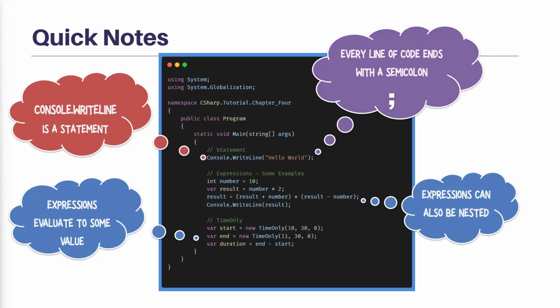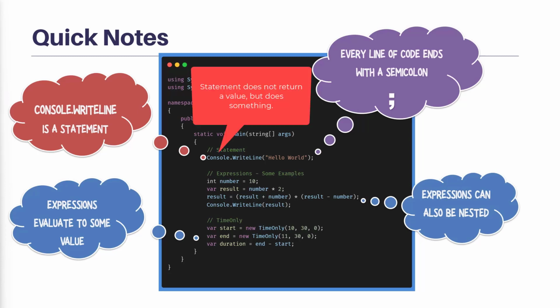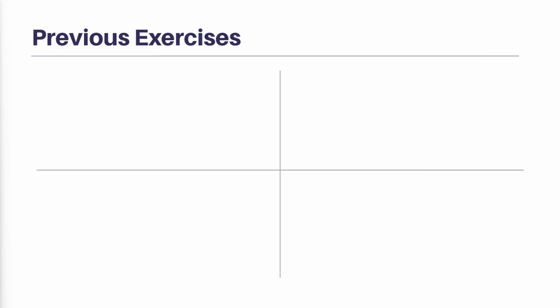And then let's have a look at what a statement is. A statement does not return a value but does something. For example, Console.ReadLine is a statement because it prints the text, but it actually does not return any value. Okay, let's move on to the next section.